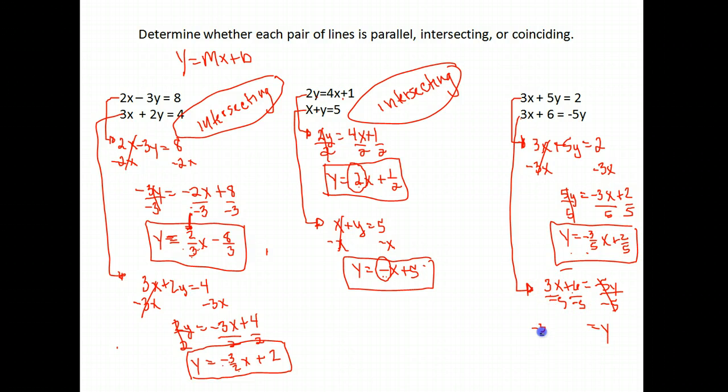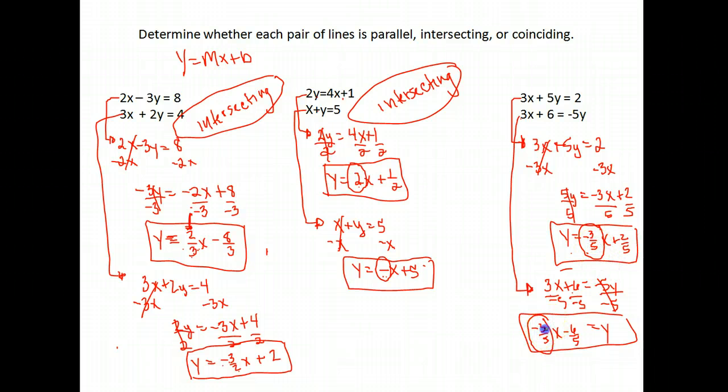That gives me negative 3/5 x minus 6/5. Now notice this is in the right form. y is all by itself, but it's just flipped around a little. So when you're looking for your slope, still look for that number that's multiplied by the x.